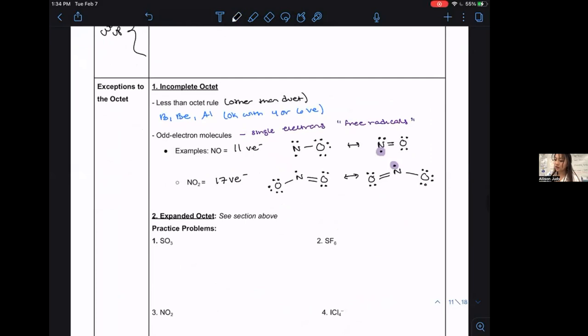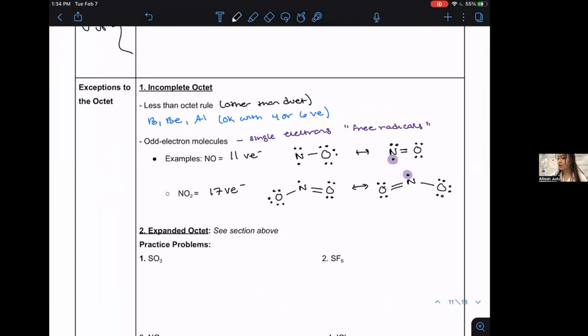Now let's get to incomplete octet, the exceptions to the octet rule. We've already learned about one other than the duet rule. There is beryllium, boron, and aluminum. They're actually all okay with less than an octet. Beryllium, boron, and aluminum are chilling with 4 or 6. In fact, aluminum loves having 6, and beryllium and boron love having 4. It's great. Okay.